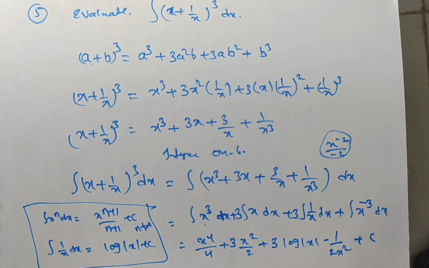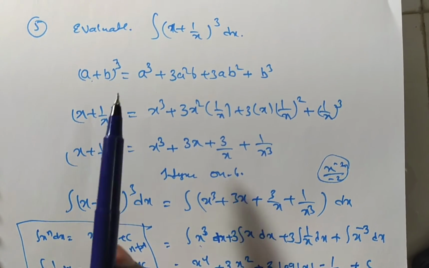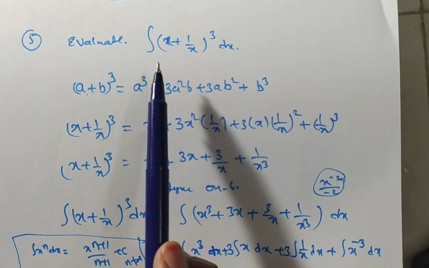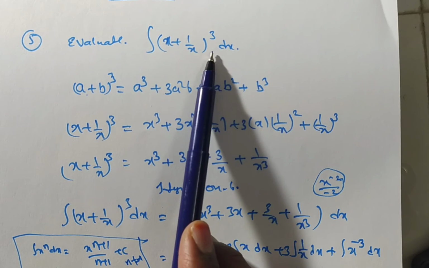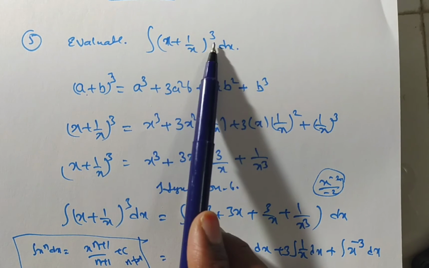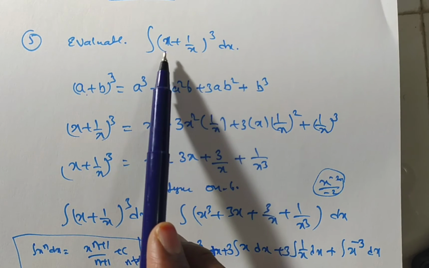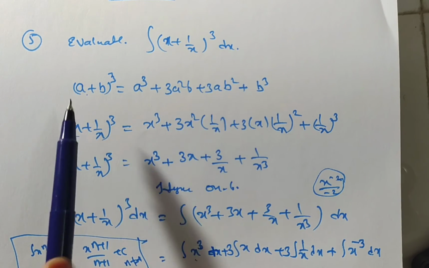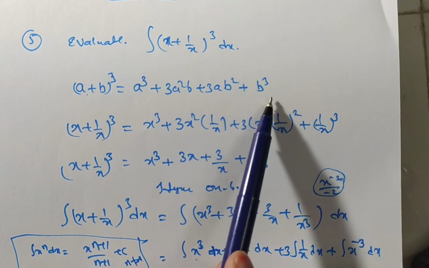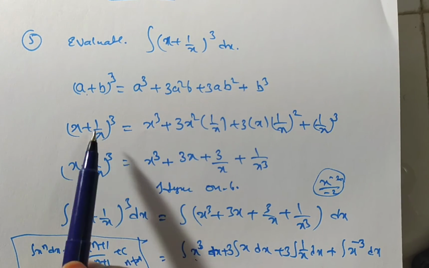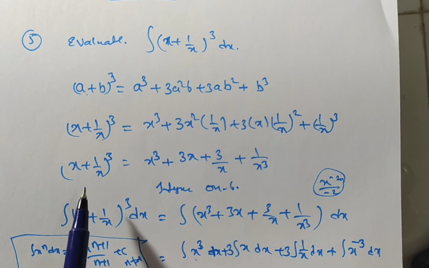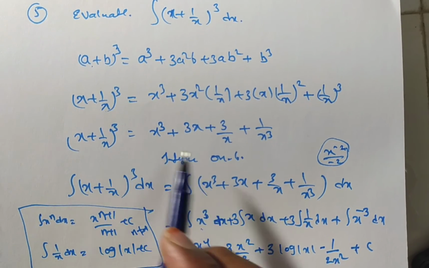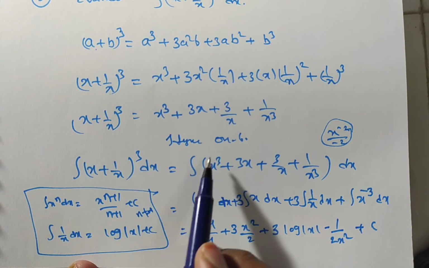One more problem. Before that, I will repeat one more time: integral of x plus 1 by x whole cube is given. This is not in x power n form. Moreover, it is like a plus b whole to the power of n form, so you apply the a plus b whole cube formula because n is equal to 3. Now I have applied it to x plus 1 by x whole cube, and next I apply integration on both sides.